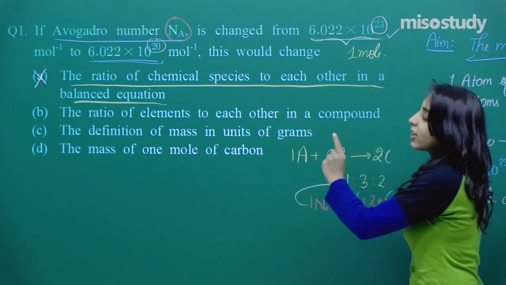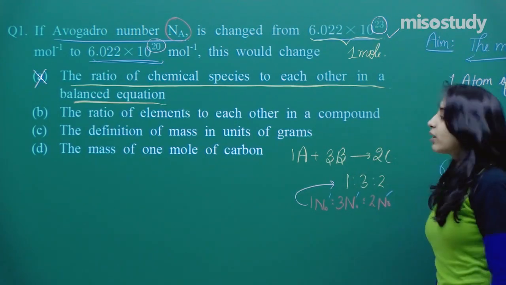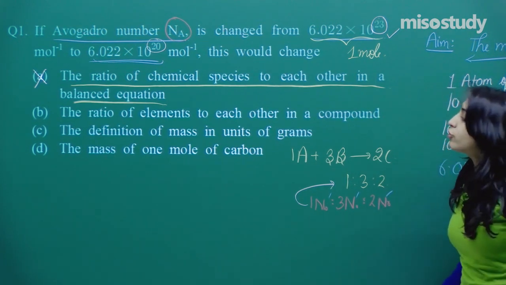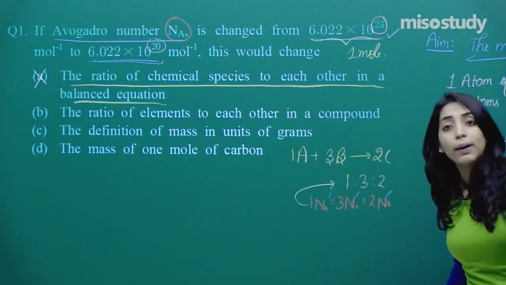So we have rejected our first option. Moving on to the next option, which is the ratio of elements to each other in a compound.